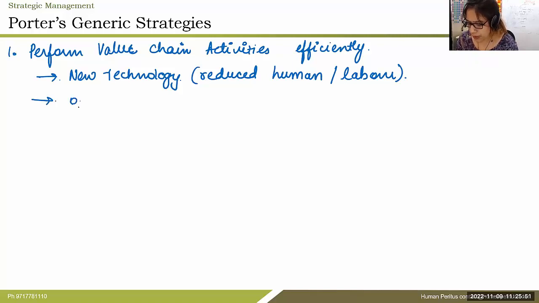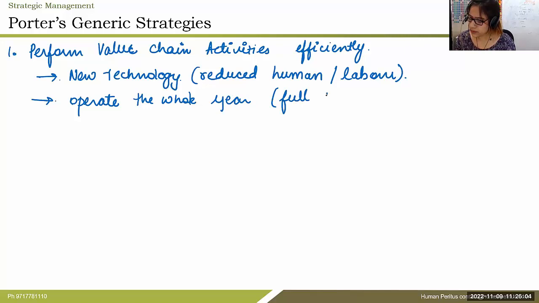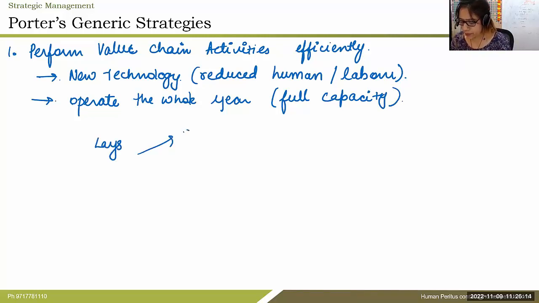Or you operate the whole year, as in you have got full capacity. Remember this example, that you have a Lay's packet, you were selling it for 10 rupees, the manufacturing cost is 5 rupees, and the price is 10 rupees.